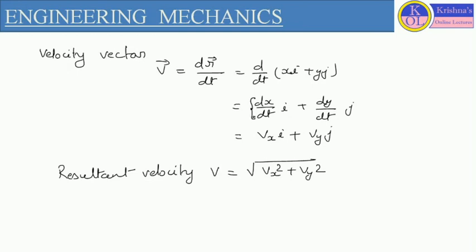This dx by dt term represents the change in position of the particle in the x direction with respect to time, so it is defined by Vx. This particular term defines the velocity in the x direction. And this dy by dt represents the velocity in the y direction for the particle which is following a curved path. So the velocity vector will be Vxi plus Vyj. Now, if we want to define the resultant velocity, it will be the square root of Vx square plus Vy square. So this particular equation represents the velocity of the particle.